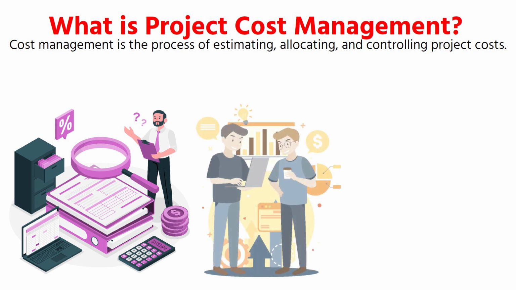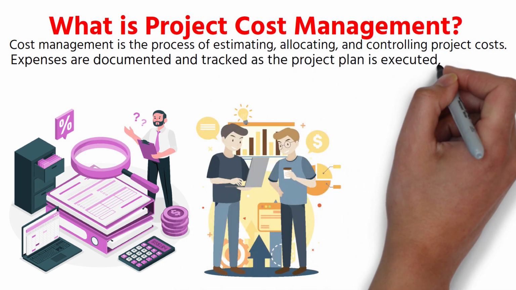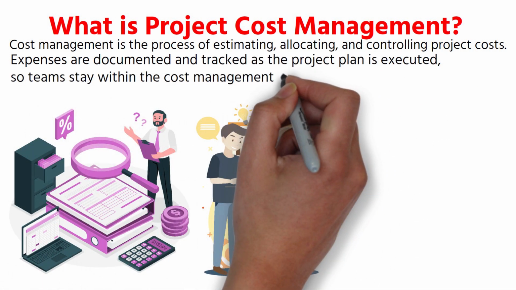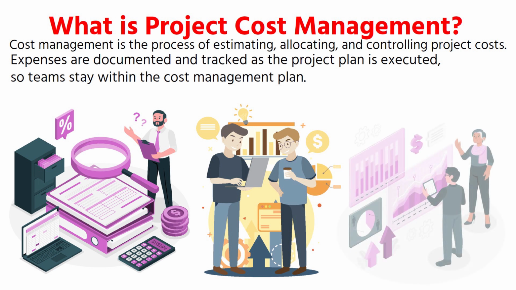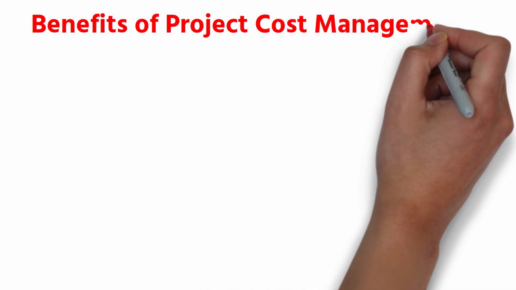Projected costs are calculated during the planning phase of a project and must be approved before work begins. Expenses are documented and tracked as the project plan is executed, so teams stay within the cost management plan. Once the project is completed, predicted costs and actual costs are compared, providing benchmarks for future cost management plans and project budgets.